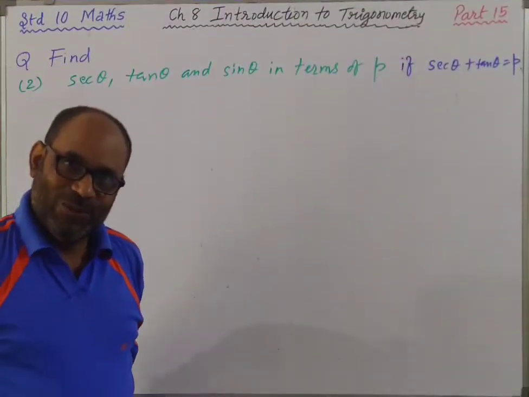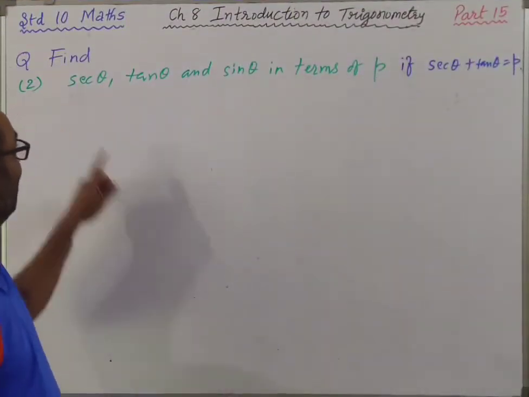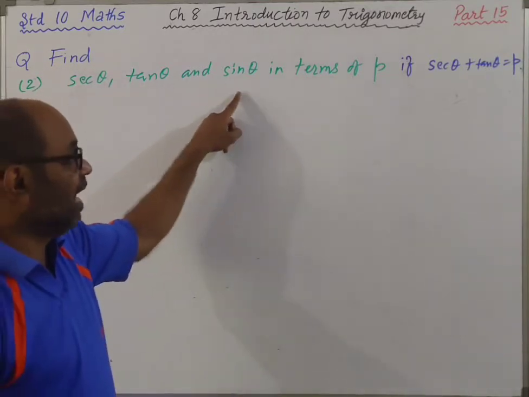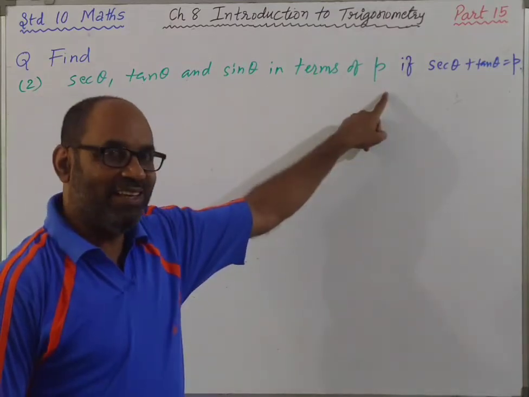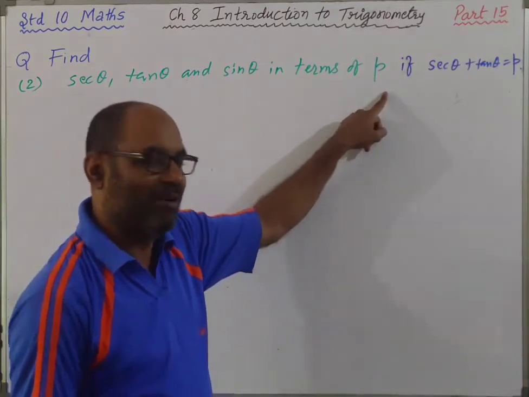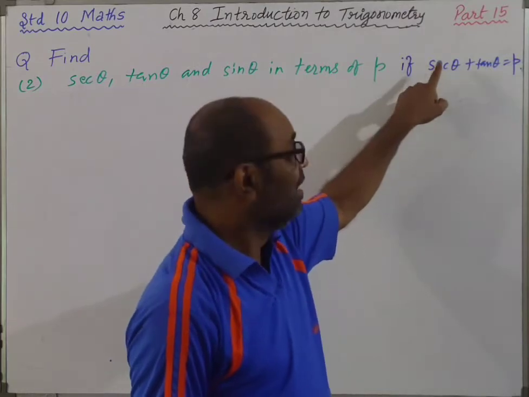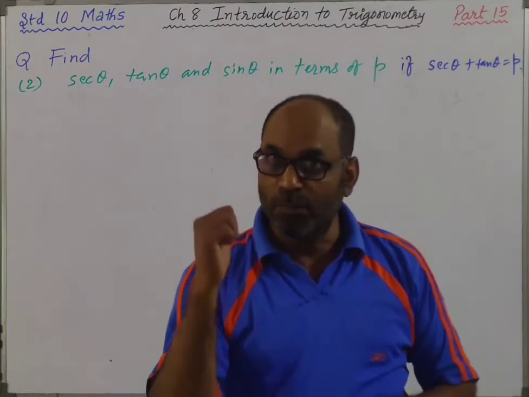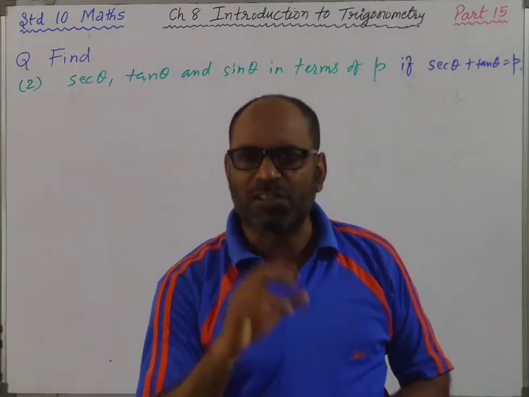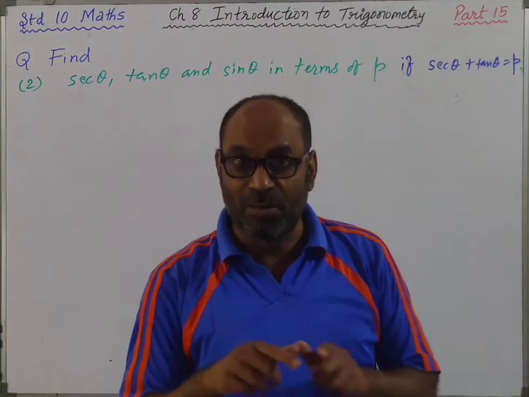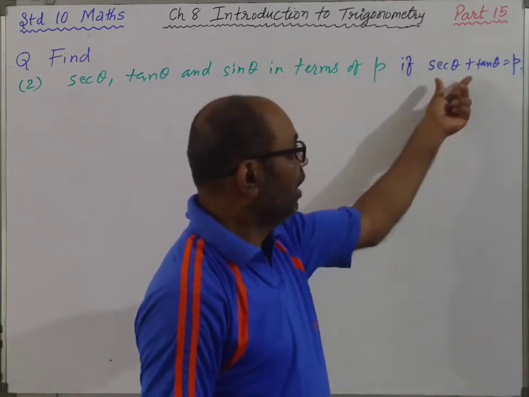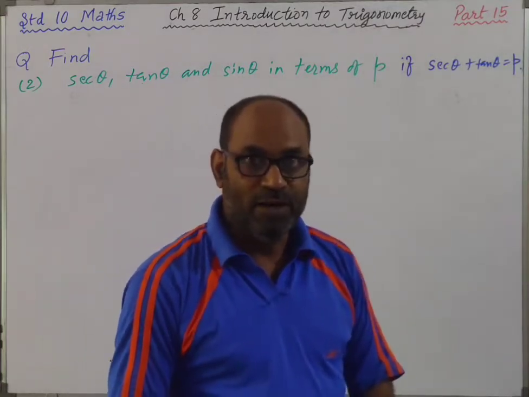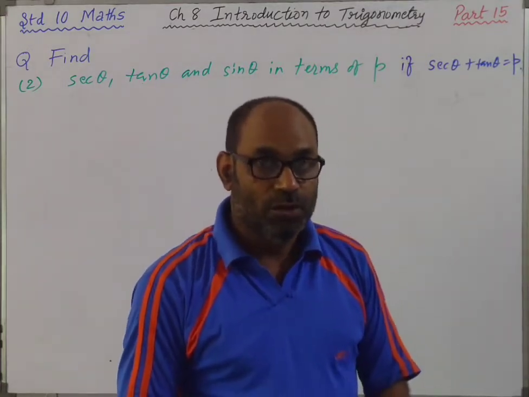Clear? Good. So let's see the second one. Find sec theta, tan theta and sin theta in terms of p. Here it is told that you have to get that value in terms of p, provided that sec theta plus tan theta is equal to p. Children, in the previous sum, the value of cos theta was given, meaning the value of one trigonometric ratio was given. Here, it is a sum of two trigonometric ratios. So the situation is tough. It's difficult. What to do?